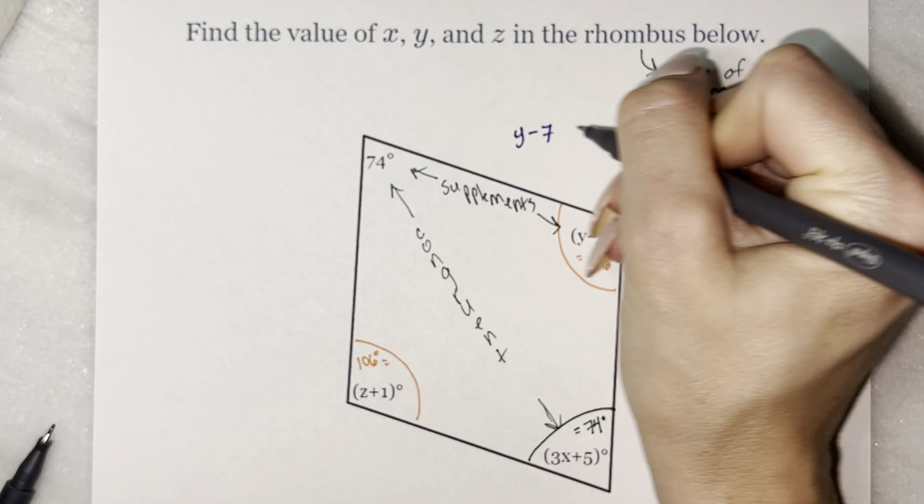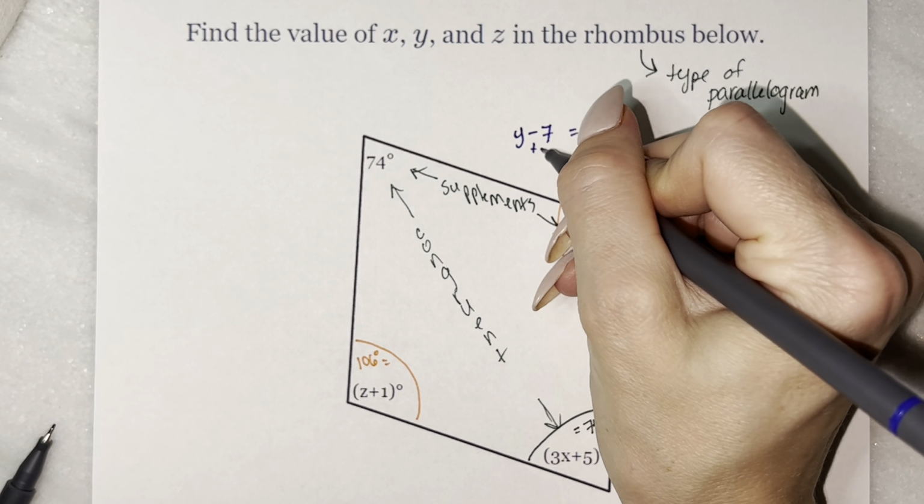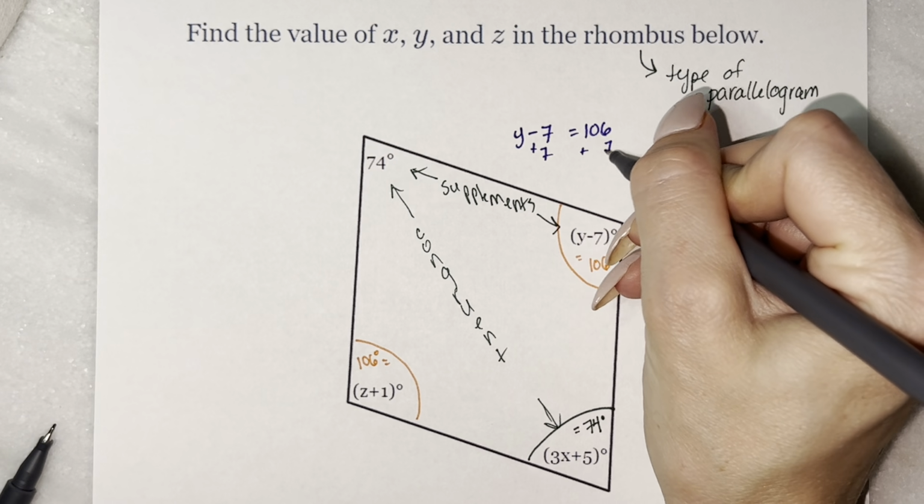Y minus 7 equals 106. And then we're just going to move the 7 to the other side. So we would say that y equals 113. Now, I'm not saying this angle is 113 degrees. I'm saying that the letter y is 113. Because when you plug that in, 113 minus 7 gives you 106.